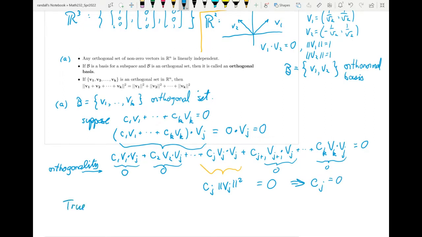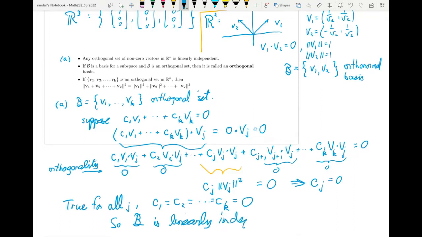Since this is true for all j, we have C1 and C2, we have all the C's, the coefficients, equal to 0. And so B, I'm calling it B, is linearly independent. Okay, so it's a strong notion for a set of vectors to be orthogonal. Orthogonality implies linear independence.